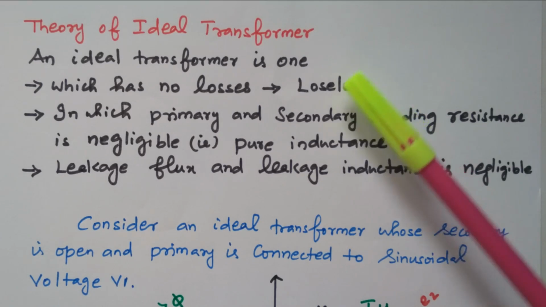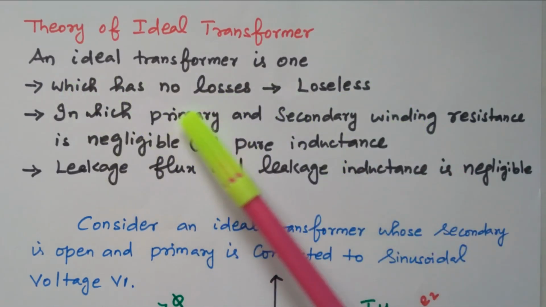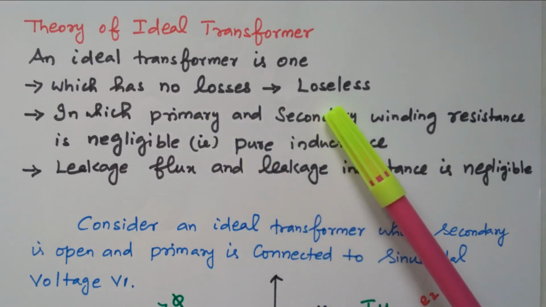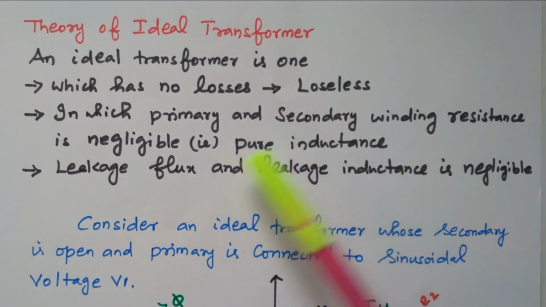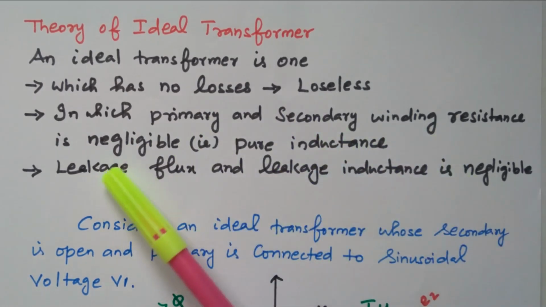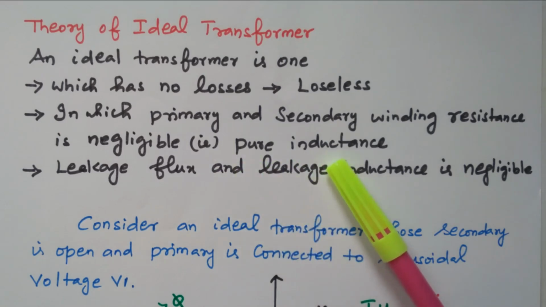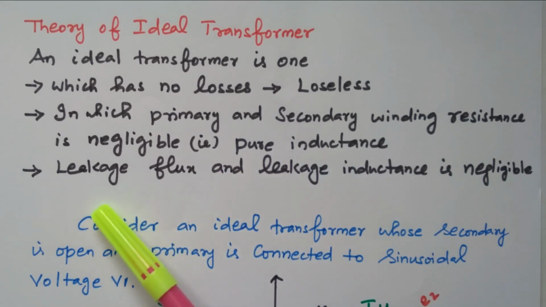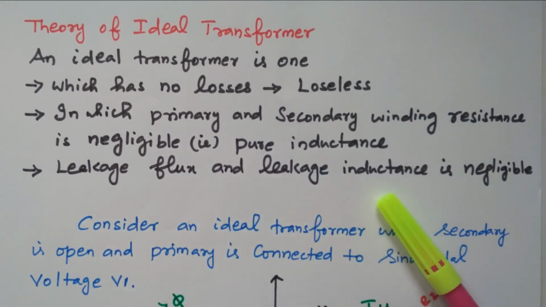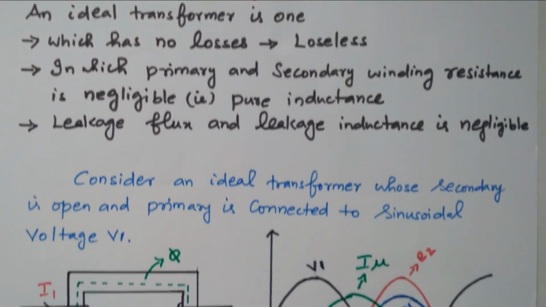Now we will go to the topic. An ideal transformer is one which has no losses, lossless. We are not considering the loss, in which the primary and secondary winding resistance is negligible. We are considering only pure inductance. Resistance of the inductance is negligible. Leakage flux and leakage inductance are also negligible. We are neglecting the leakage flux and leakage inductance.